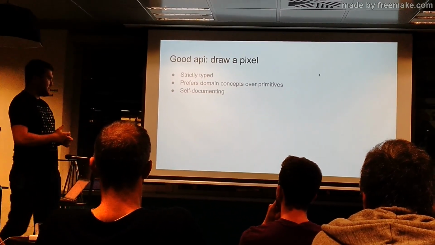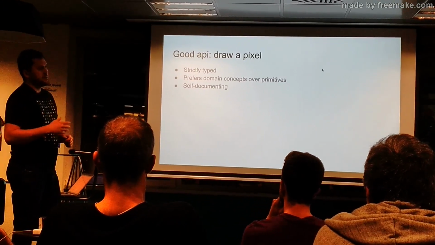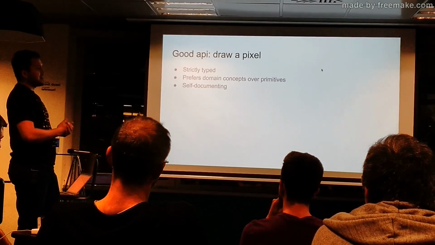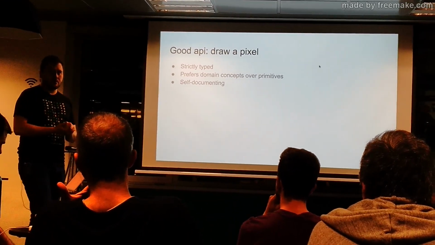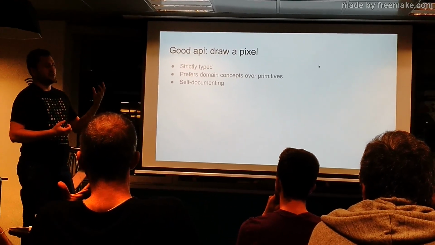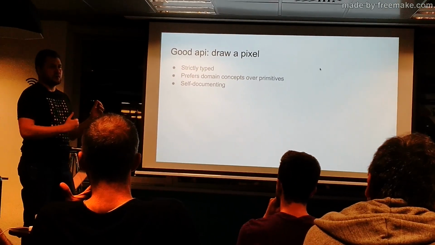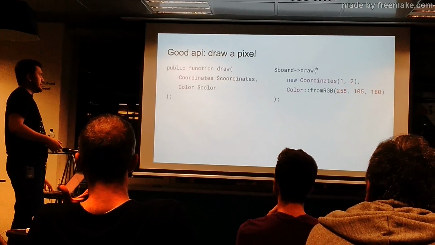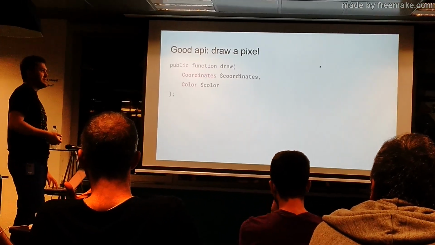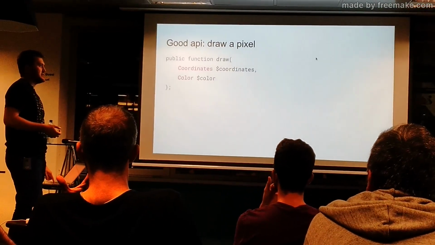This is strictly typed, so a nicer API. Nice APIs prefer objects of domain concepts over primitives. So I accept color, I don't accept 3 integers. And also it's self-documenting, because if you look at it, this just reads much nicer than 5 integers.